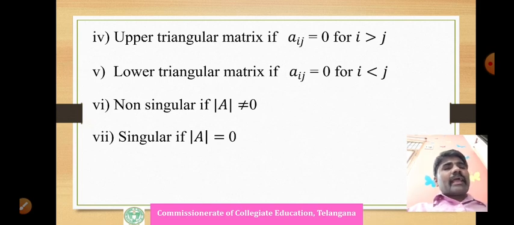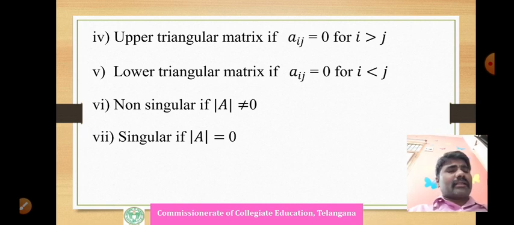And a triangular matrix. A square matrix A is said to be triangular if it is either upper triangular or lower triangular, whatever it may be. We simply say that it is a triangular matrix. In particular, whether it is upper triangular or lower triangular, we can decide depending on whether the elements below or above the principal diagonal are 0.